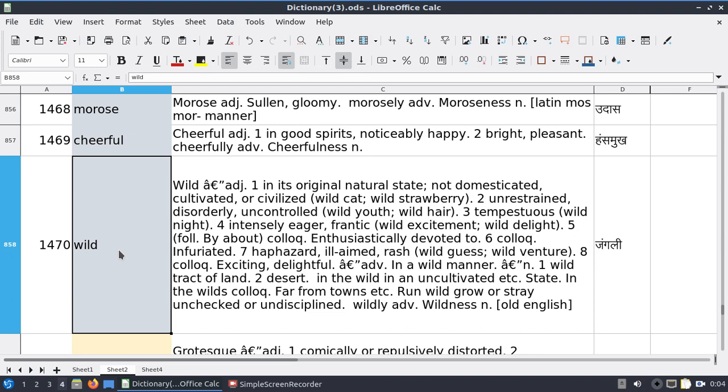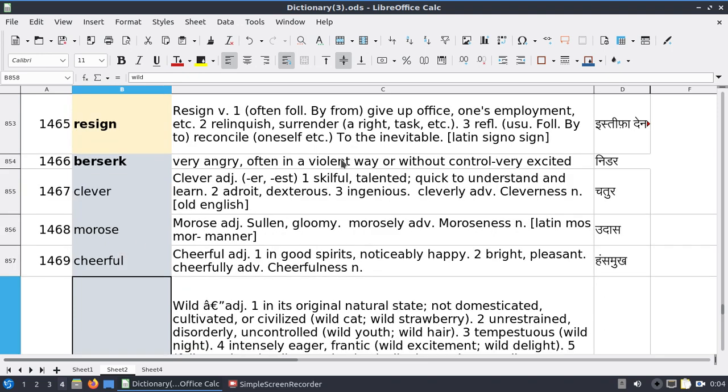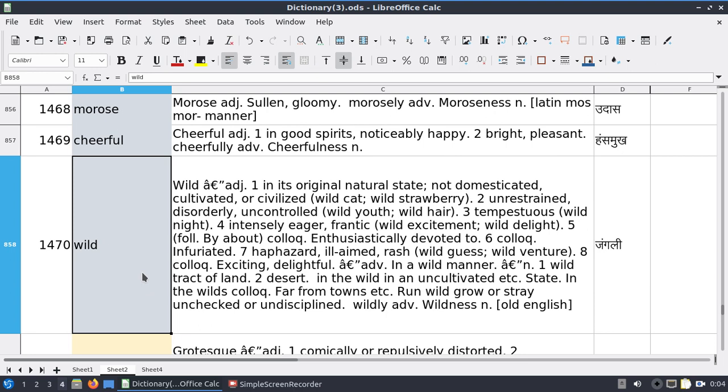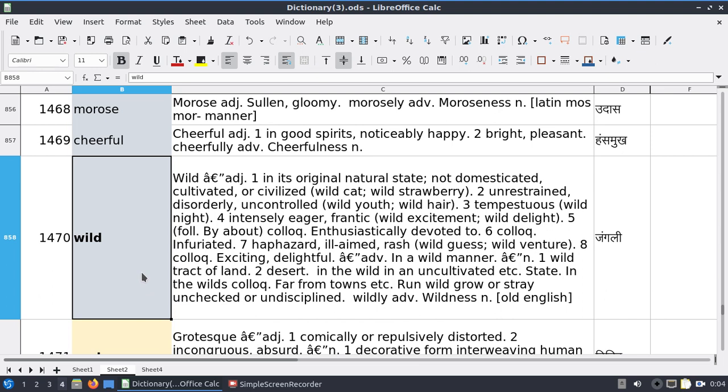Right? So berserk is also the same thing. It is actually very violent and generally without control. So wild is also the same thing. Among all these words, wild is closer to this berserk, right? Wild is also without restraint.